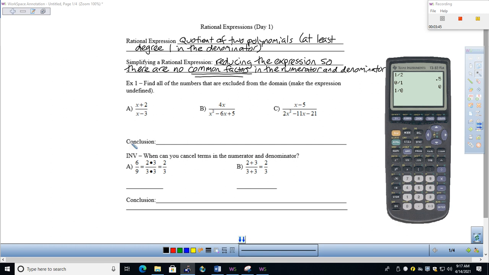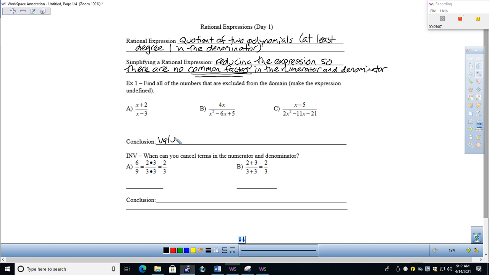In fact, again, I want to kind of put in our conclusion essentially when we talk about domain, and I'll come back to the idea of domain in just a moment, but values that make the denominator 0, excuse the shorthand here, must be excluded from the domain.